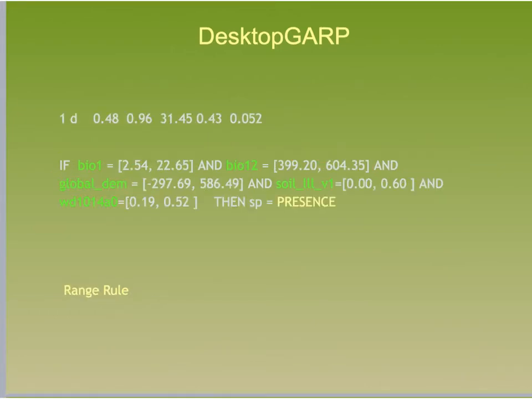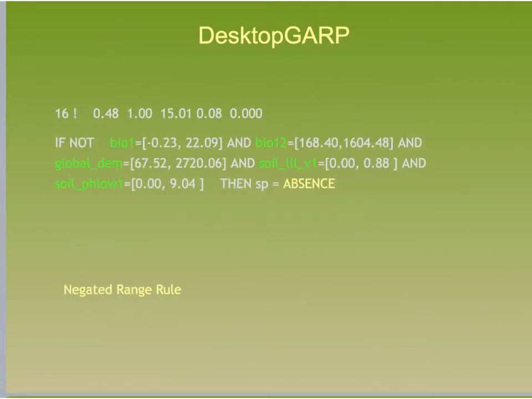Here's a range rule. Here you can see we have more variables. We have bio 1, 12, elevation and soil, and mean NDVI. And if this range of conditions and this range of conditions and so on is met across this rule, if a pixel meets those conditions and that rule is assigned to that pixel, then it will be assigned presence. Remember, range rules are one of the dominant rule types across models.